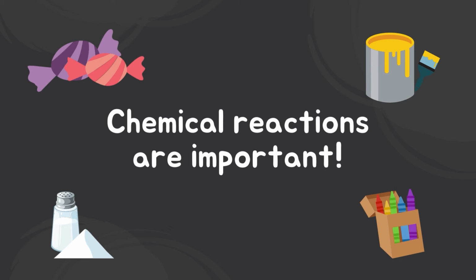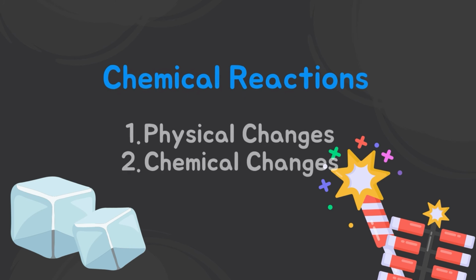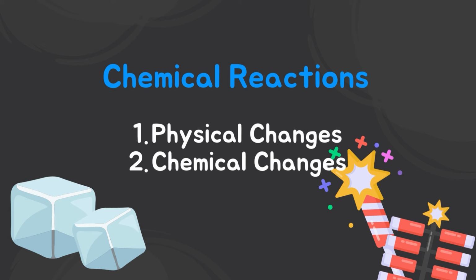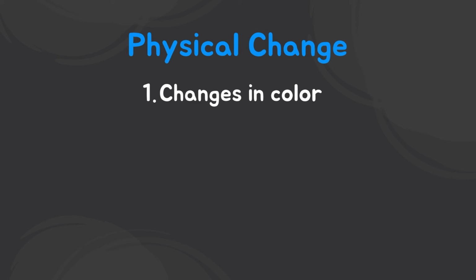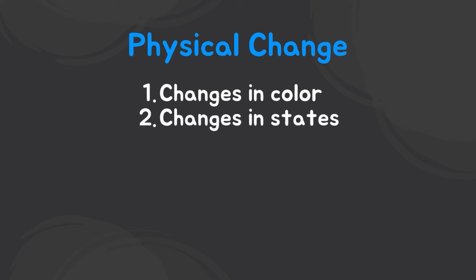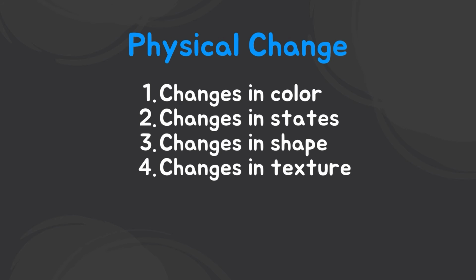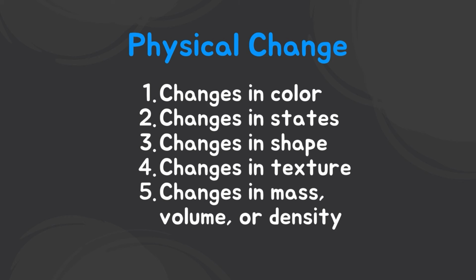Did you know some candies are created using chemical reactions? Things that we use every day such as paint, salt, and crayons are also made with the help of chemical reactions. With chemical reactions, there are different types of changes. Let's go over them. Physical change can be many things. It can be changes in color, changes in state, such as states of matter, changes in shape, changes in texture, how something feels to the touch, or changes in physical properties such as mass, volume, or density.